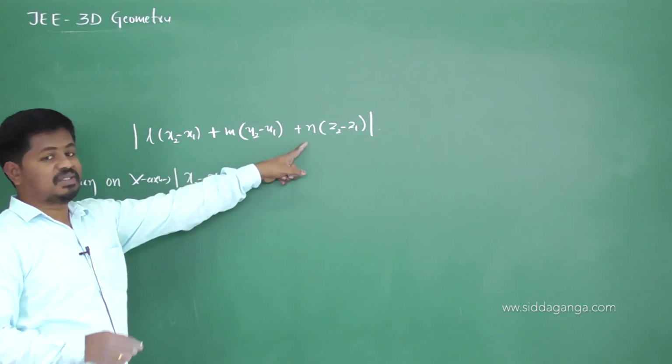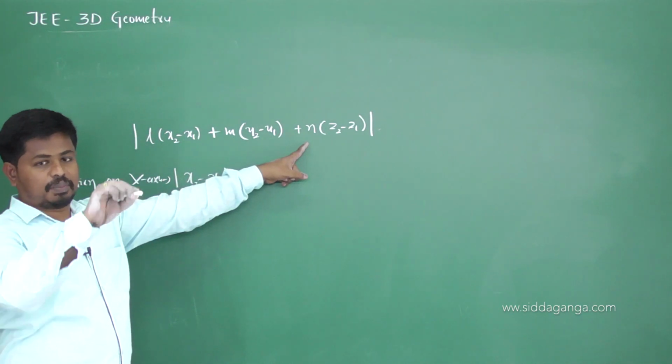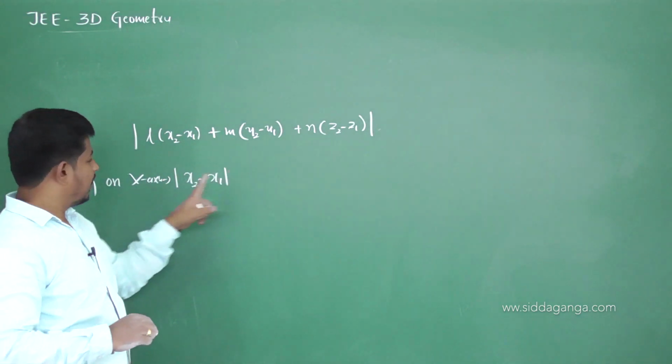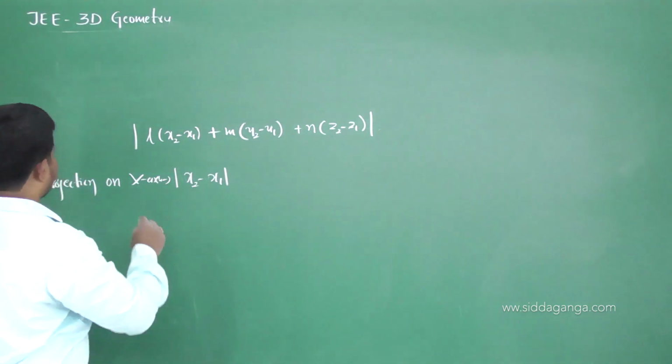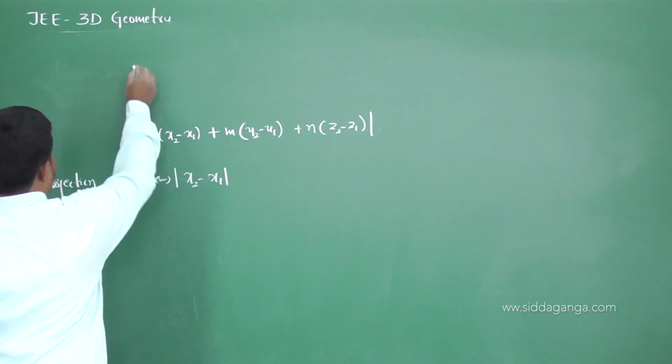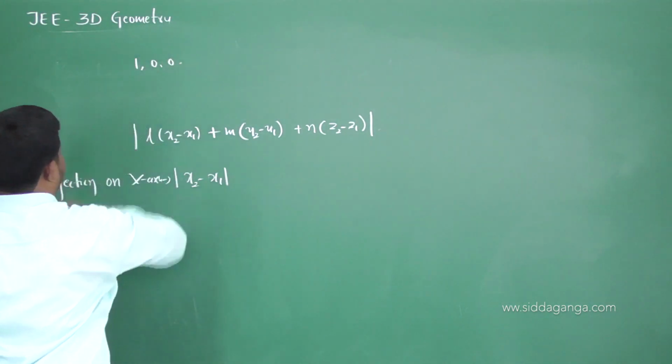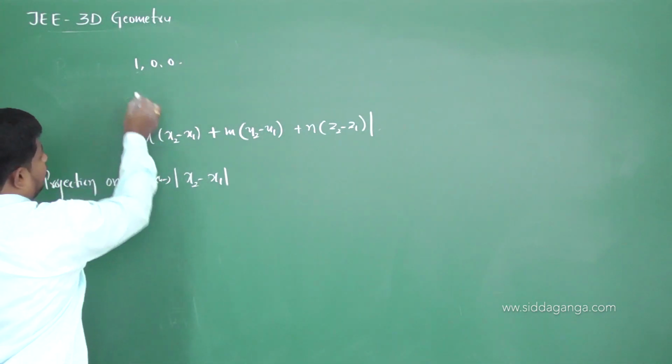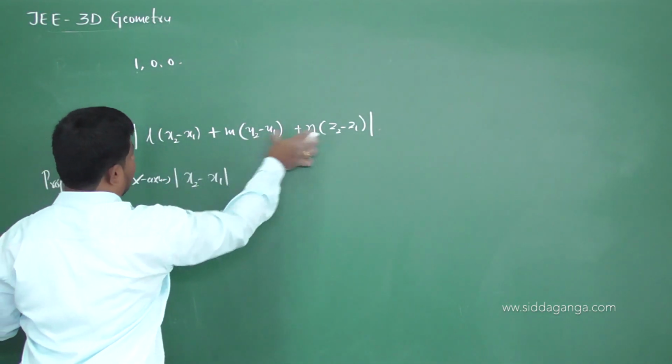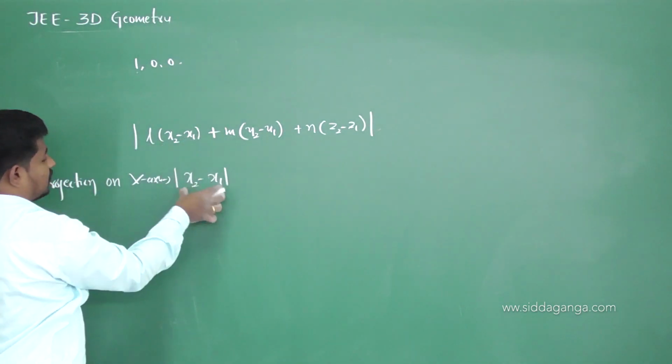L, M, N are the cosines of the line on which the projection comes, right? Here the line is the x-axis. The cosines of the x-axis are 1, 0, 0, right? Therefore, in place of L, 1, M is 0, N is 0. So these two become 0. So 1 into this gives this.